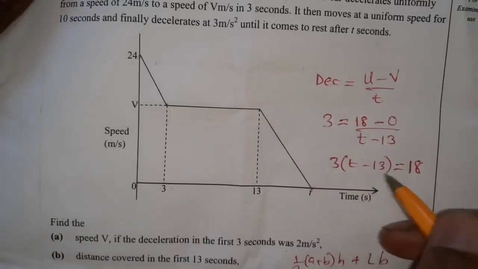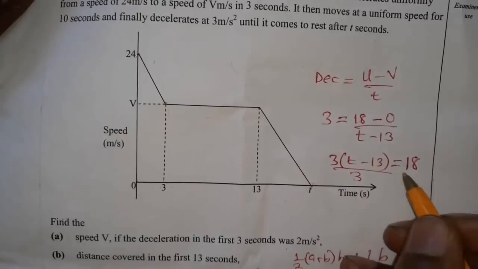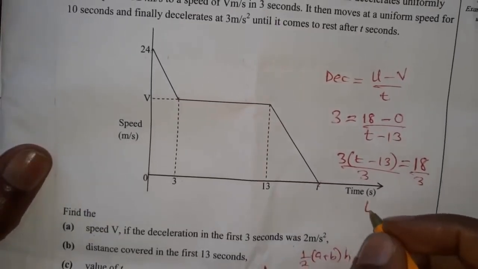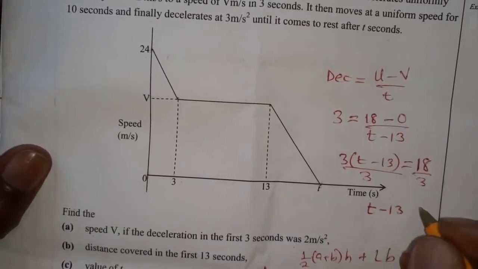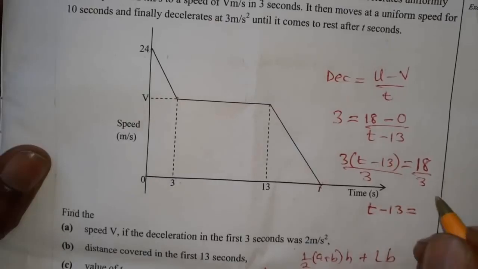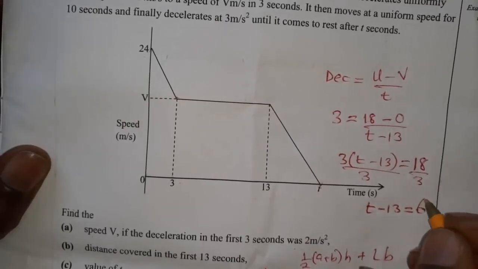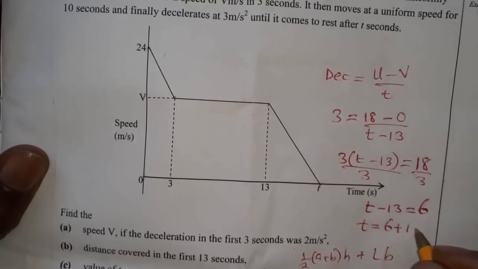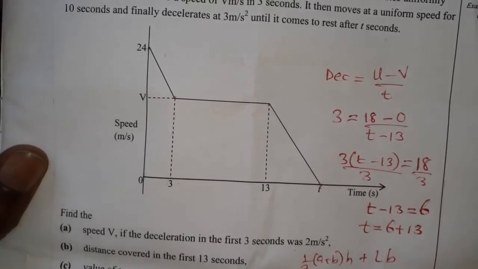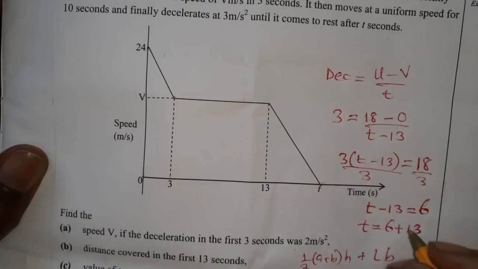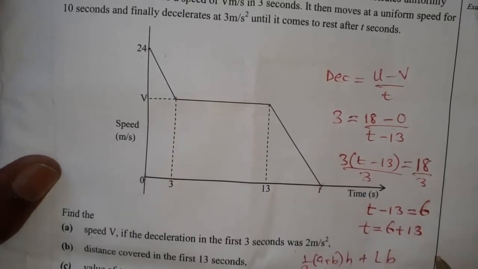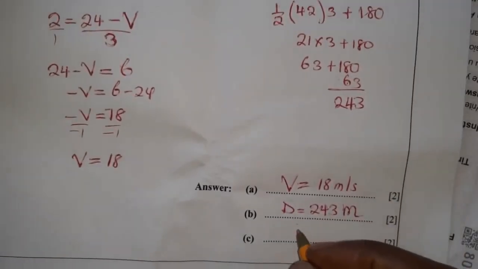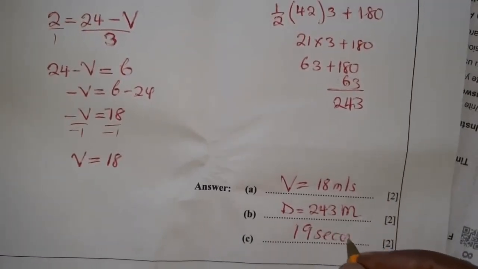How do you work this out? You can divide both sides by 3. Divide both sides by 3. What do you get? You're going to get t minus 13 is equal to 6. And t is equal to 6 plus 13. What do you get? You're going to get 19. So this gives us 19. So here I'm getting 19 seconds.